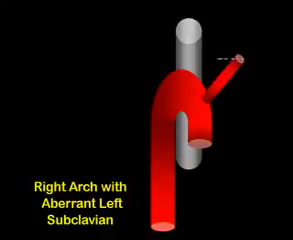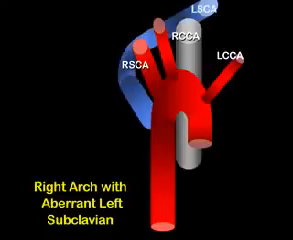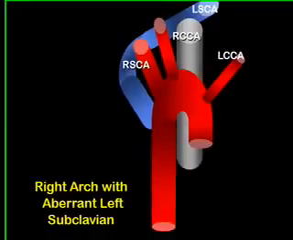The first branch is the left common carotid artery. The second branch is the right common carotid artery. The third branch is the right subclavian artery, and then the aberrant left subclavian arises as the last branch off of the right arch and passes posterior to both the trachea and the esophagus.